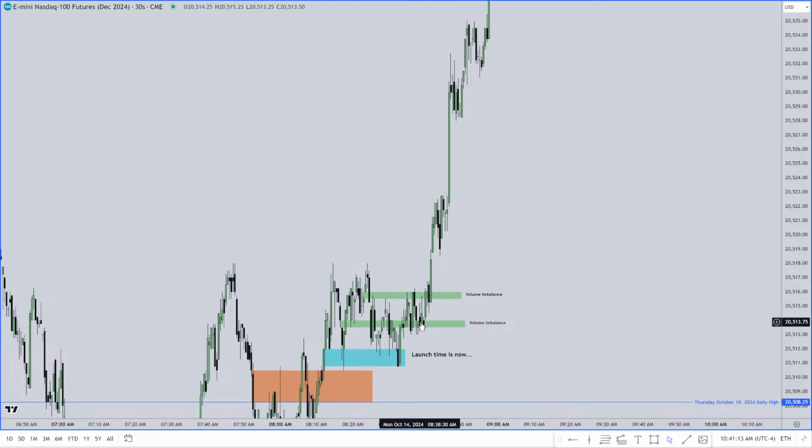And then I'm watching, do these volume imbalances support price? It trades up to it. Look at the bodies.